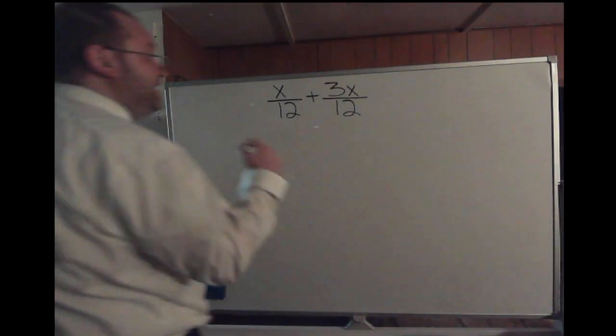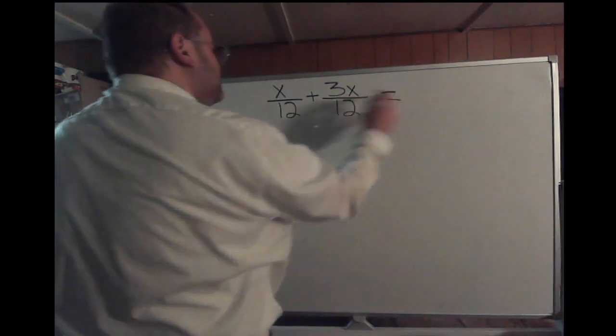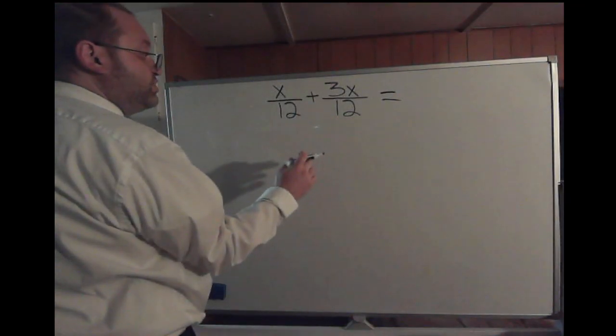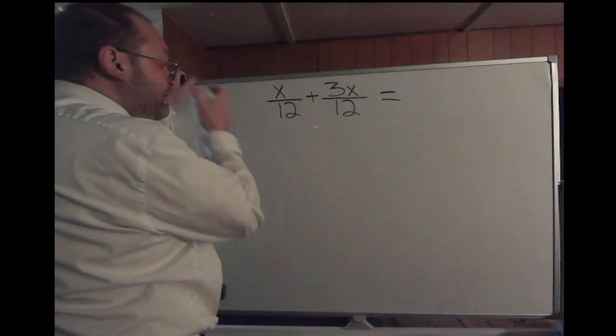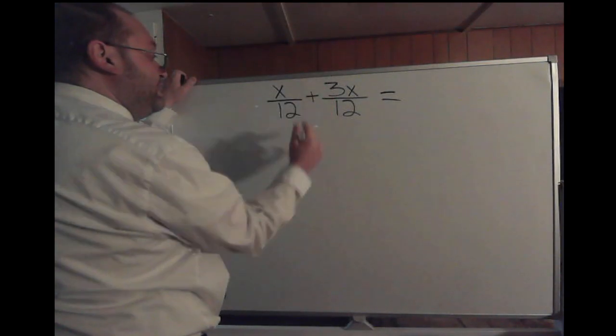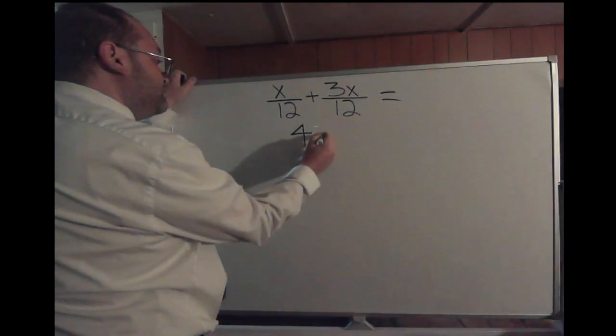We can just proceed to add these. You have x over 12 plus 3x over 12. Since both have the same denominator, we can go ahead and add it. So x plus 3x, well, that would give you 4x over 12.